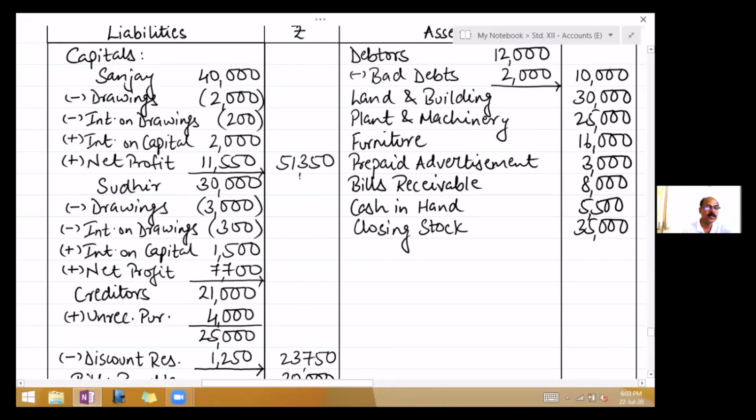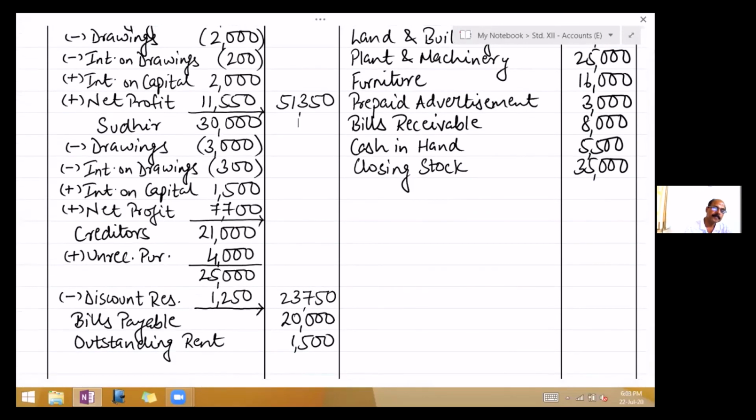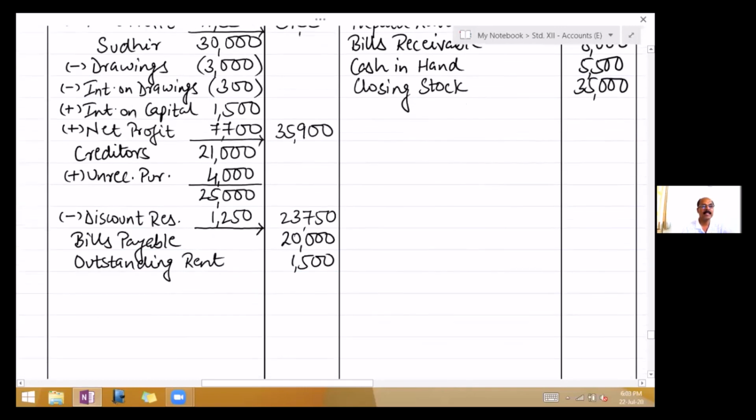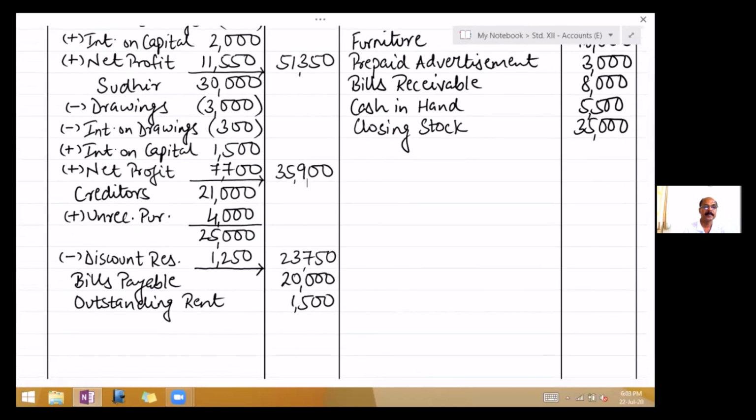51,350. And in case of Sudhir, it's 30 minus 3 plus that. It's 35,900. Yes, sir. Okay. Very good. And take the total of the balance sheet and check whether it tallies.